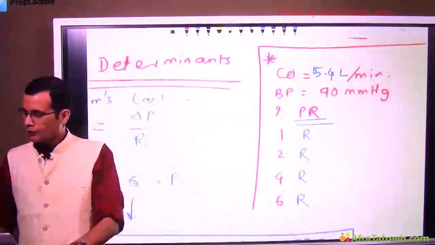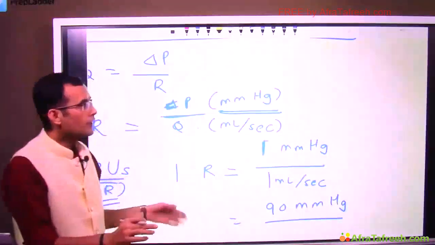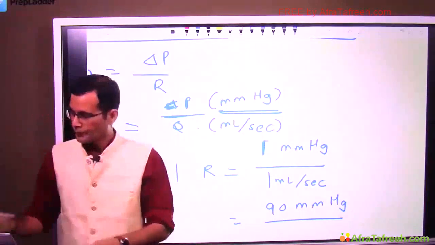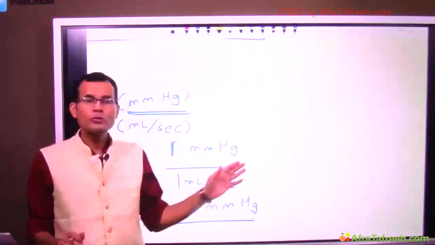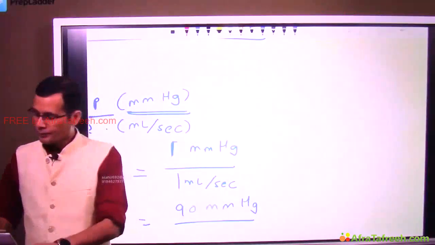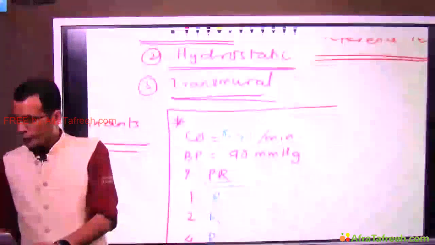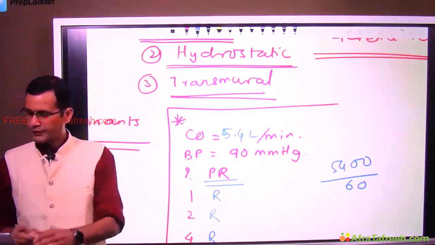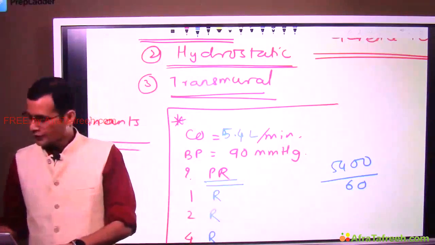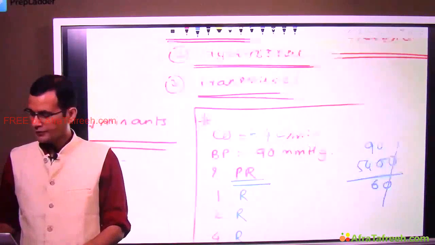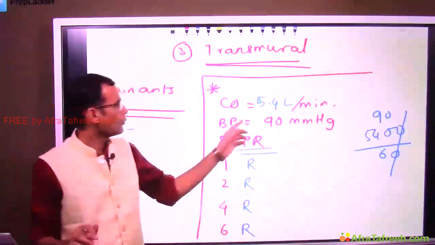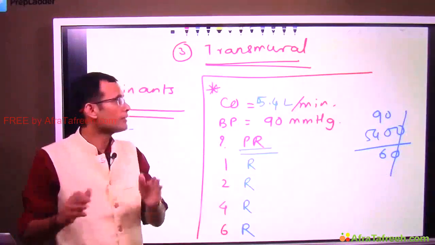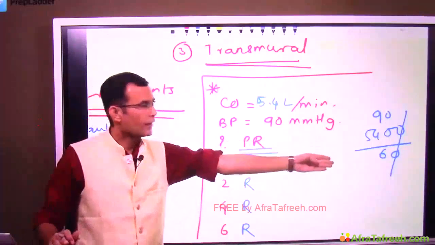And blood flow was 5.4 liters per minute. 5.4 liters per minute has to be converted into per second, ml per second. So 5.4 liters per 60 seconds, 5400 ml per 60 seconds. What is it? 90. Yes, 5.4 liters per minute is the same as 90 ml per second. Yes, I did it just now.